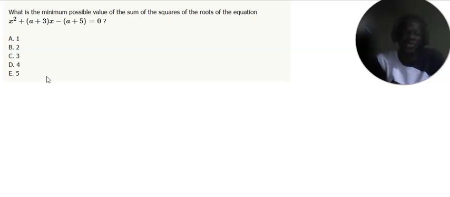Now we have a question to treat, so let us just get started. What is the minimum possible value of the sum of the squares of the roots of the equation? Since this is a question on quadratic equations, we don't know what the roots are, so let's say the roots are x and y. This question is asking us to find the sum of the squares of the roots.